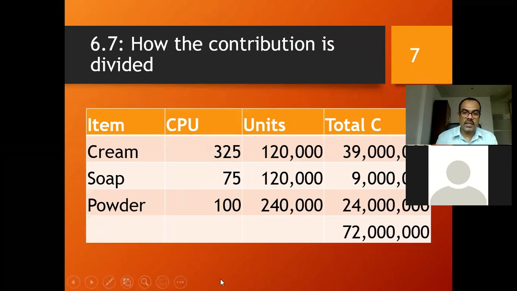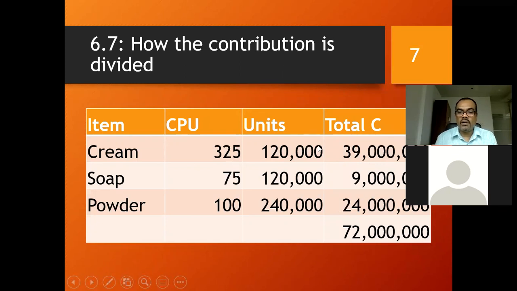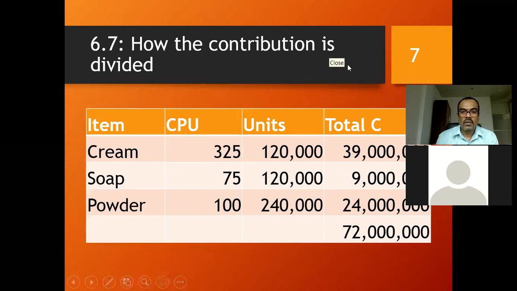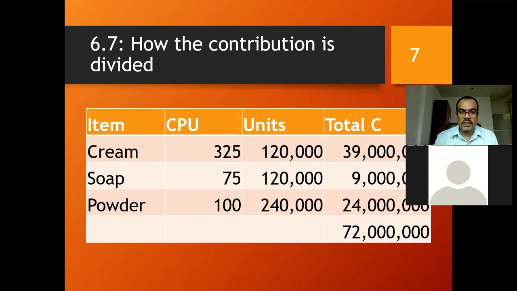Then in the calculation Excel sheet, you can see the contribution from each item. Then multiply it by 325, 75, 100, and it will give you this. So therefore 72 is the total contribution. That is why I told you total contribution at break even is exactly the same as the total fixed cost. Okay, we will move on to the next.